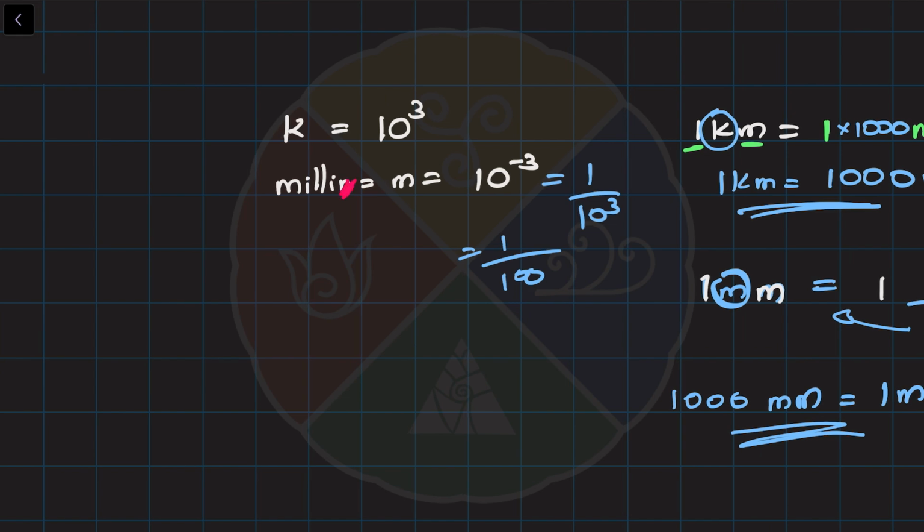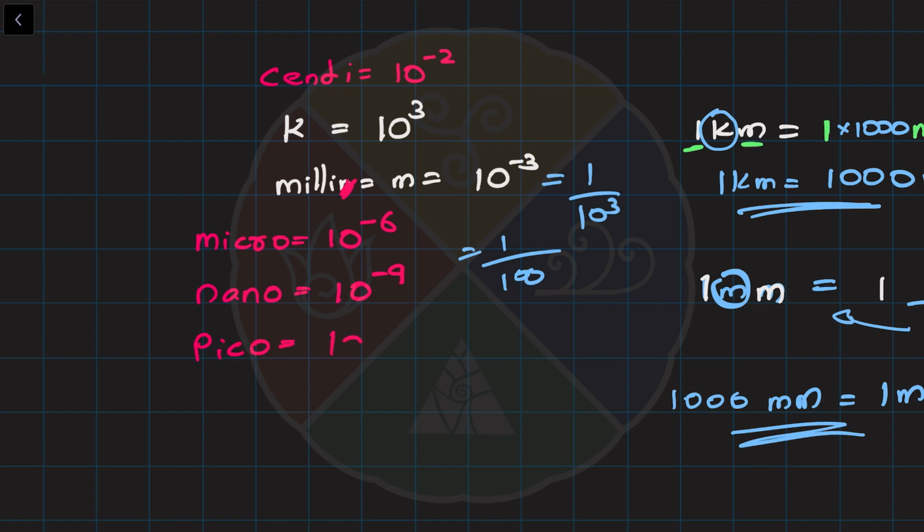Similarly, there are other terms. Kilo is there, milli is there. We even have centi, which means 10 raised to -2. Or micro, which means 10 raised to -6. Nano means 10 raised to -9, and then it can even go further down. Pico means 10 raised to -12. Femto means 10 raised to -15. And atto, you don't have to remember all of this, is 10 raised to -18, and it keeps on going.